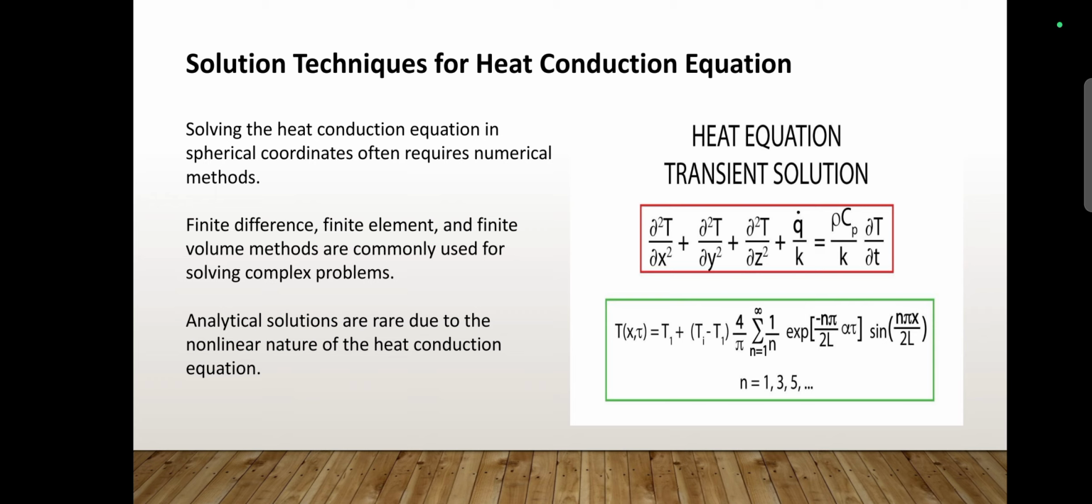Solution techniques for the heat conduction equation. ∂²T/∂x² + ∂²T/∂y² + ∂²T/∂z² + Q/K = ρC/K ∂T/∂t. The solution takes the form T(x,t) = T1 + (Ti - T1) times a Fourier series summation from n = 1 to infinity of (-1)^(n-1) · (1/n) · sin(nπx/2L).